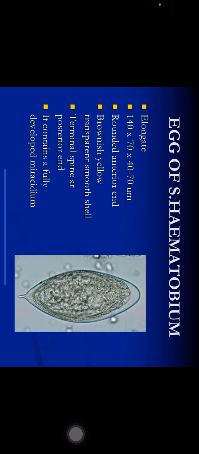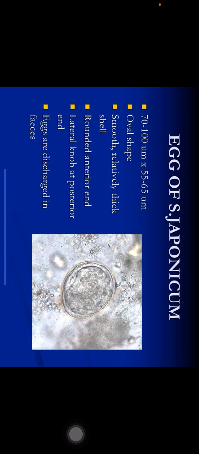Eggs of Schistosoma haematobium, they are elongated in shape, 140 by 70 micrometers in dimension. They have a rounded anterior end. They are brownish yellow in color with a transparent, smooth shell. A terminal spine is there at the posterior end. It contains a fully developed miracidium.